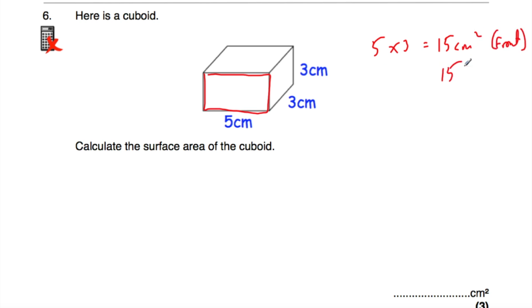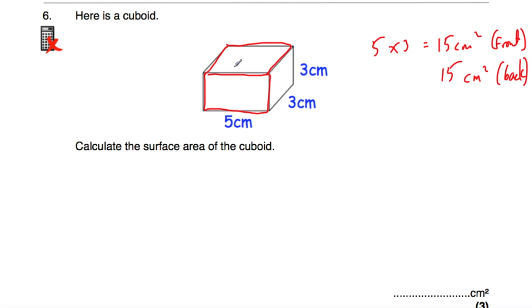It would also be the same as the back, so the back would also have an area of 15 centimeters squared, because the front and the back would have the same area. Okay, so we've done the front and the back. Now let's deal with the top and the bottom. So let's deal with the top now. If we have a look at the top of the cuboid, it's a rectangle again. It's got a length of 5 centimeters and a width of 3 centimeters.